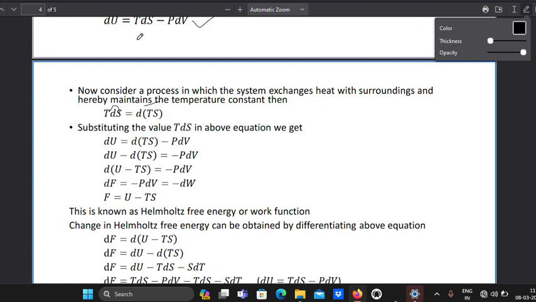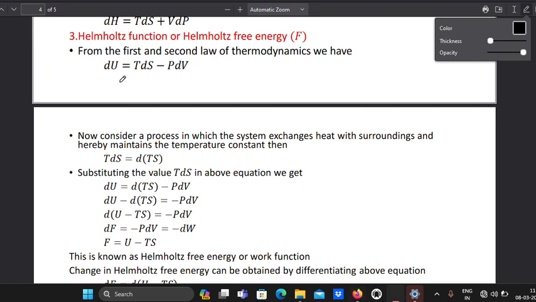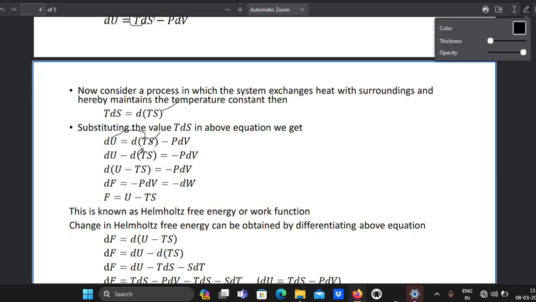And in the place of TDS, see here above, in this place what we have to write, this we have to write, and bring this to this side, it becomes minus. Am I right? And take d common outside, so we write it like this: d of (u minus Ts) is equal to minus PdV. So u minus Ts, let me replace these three quantities with a single term that is called F only. So dF is equal to minus PdV.